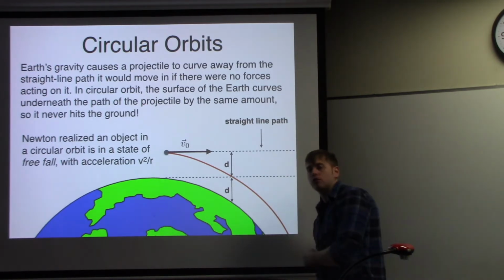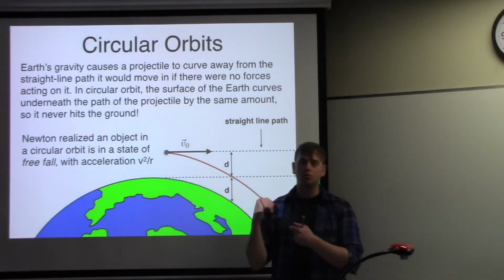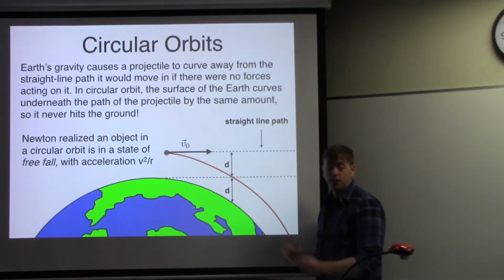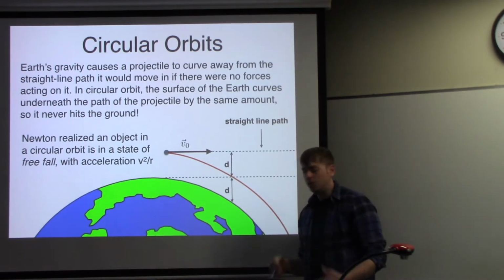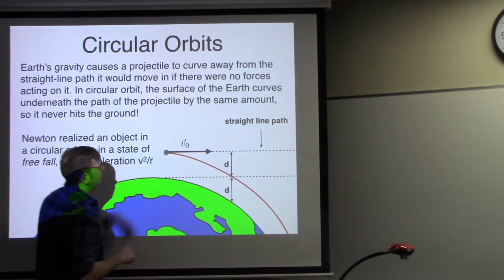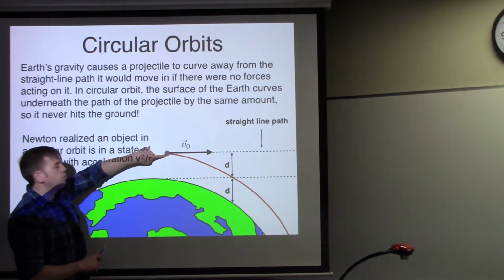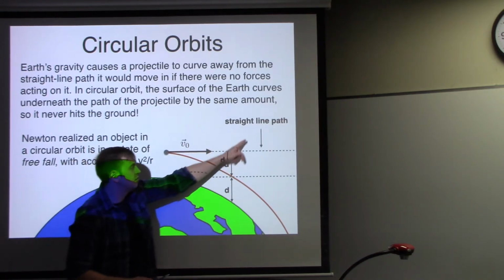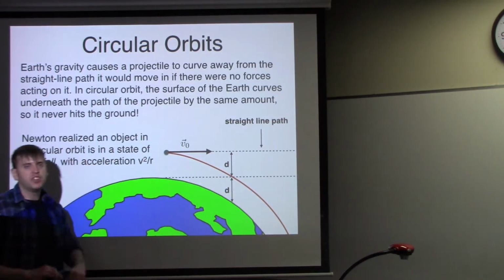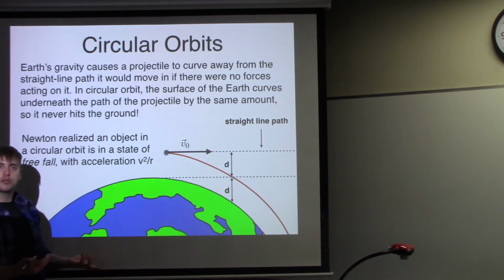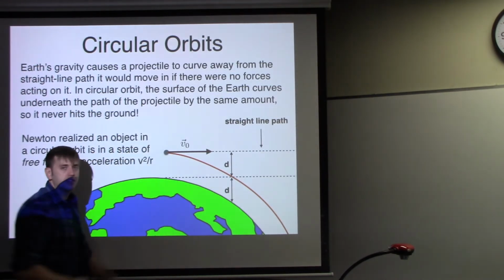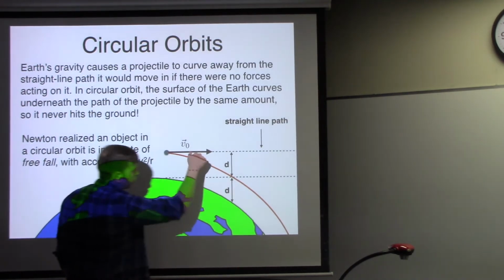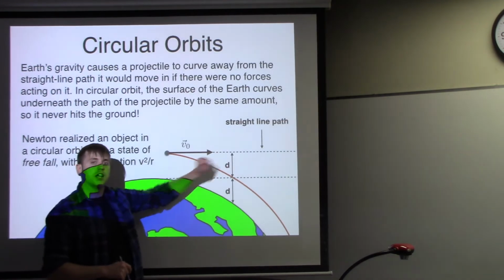So, what does Earth's gravity actually do to a projectile? Let's say I fire a projectile like this with some initial velocity v naught. Well, we know that if there were no gravity, there would be no force acting on this projectile, so all that would happen is it would move in a straight line like this. This is the straight line path it would move in if there were no gravity. But since there is gravity, which pulls the object down towards the Earth, the actual path is shown here in red, and it's sort of curved away from this straight line path.